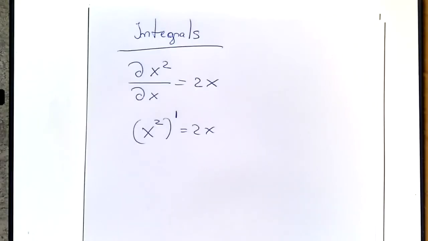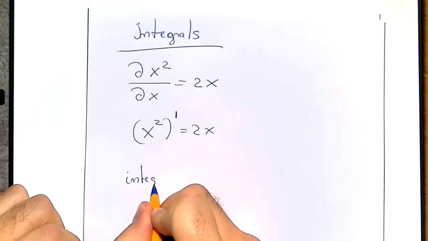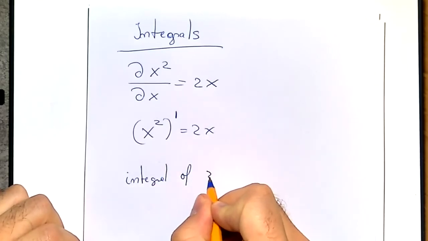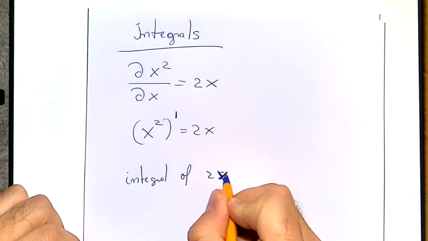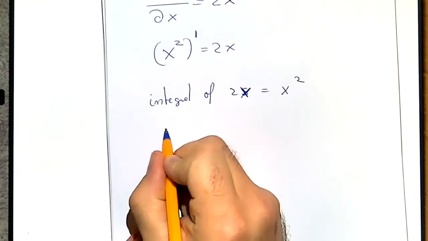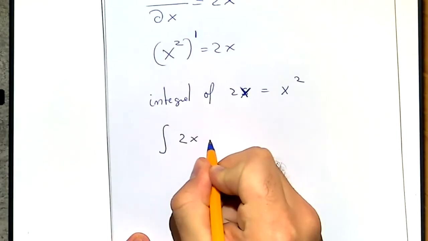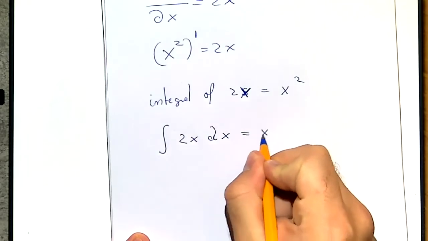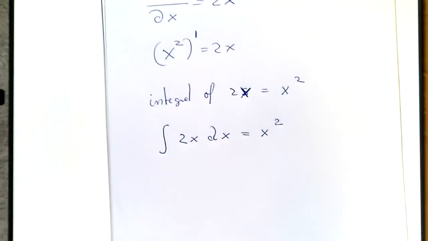Well, integrals are just exactly the opposite thing. So technically, the integral of 2x is equal to x squared. Okay? This is the whole idea. Now, obviously, just like in all math stuff, we have an ugly notation for it, and that notation is: the integral of 2x dx is equal to x squared. Okay? It's just a notation.